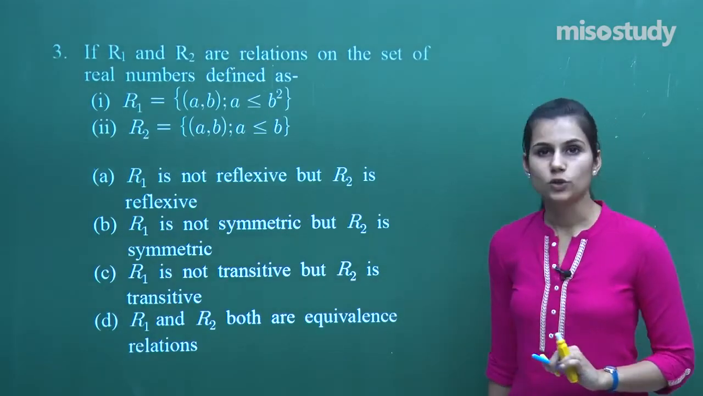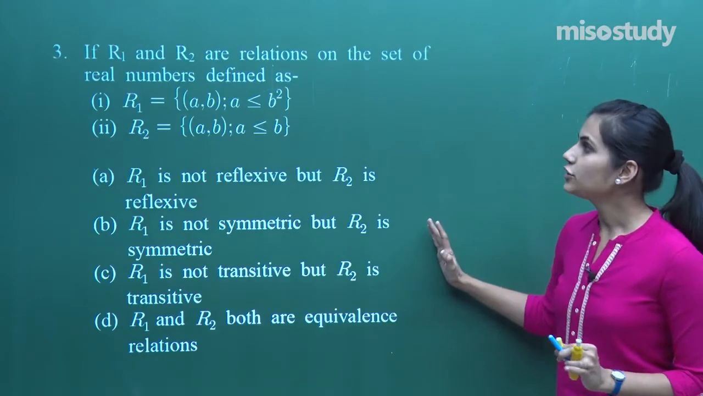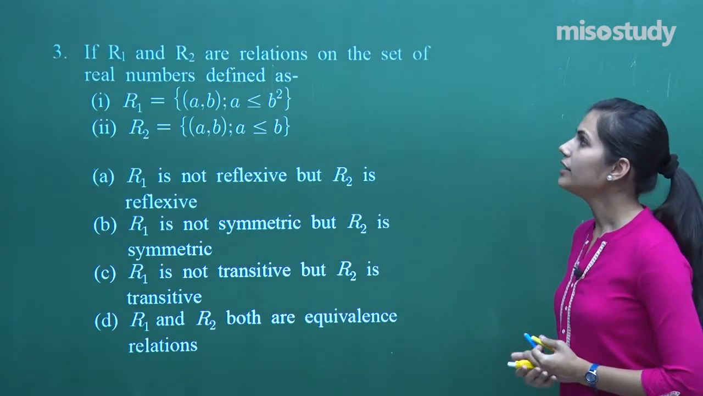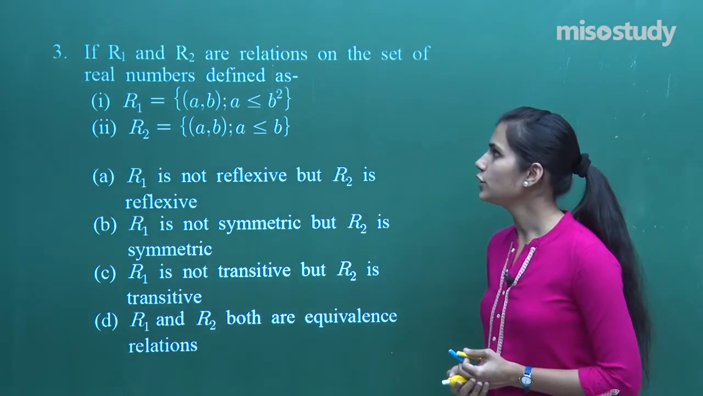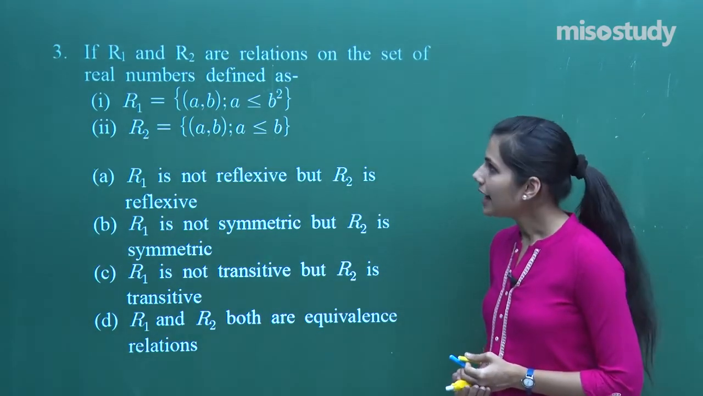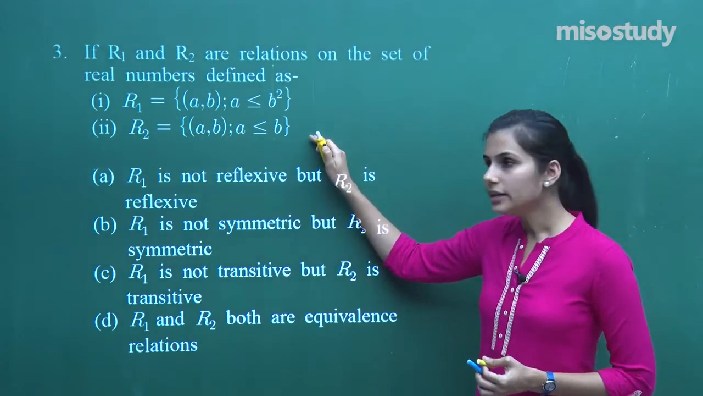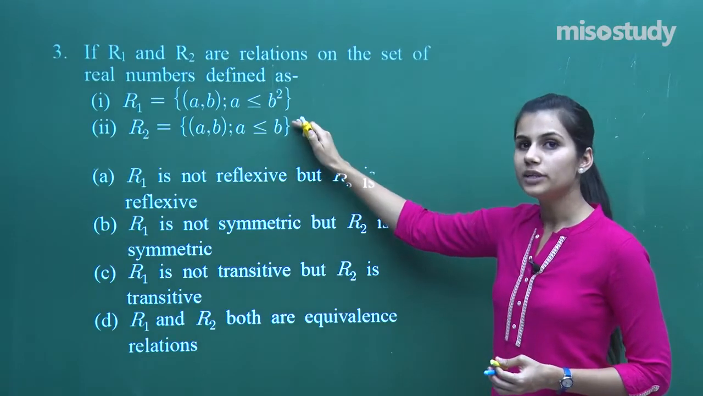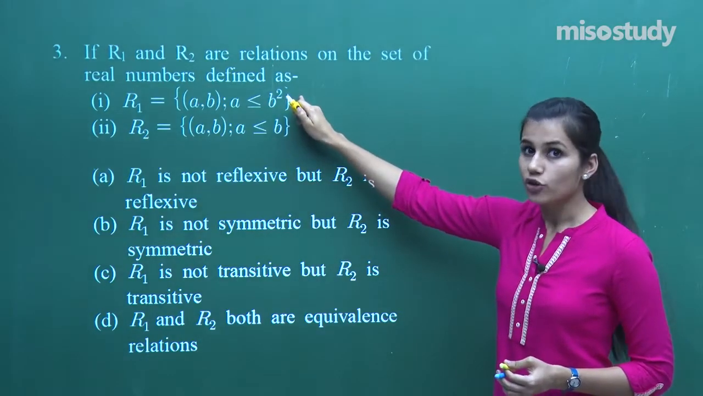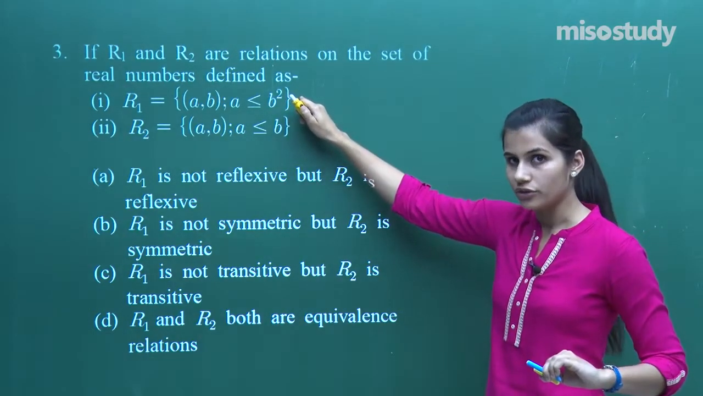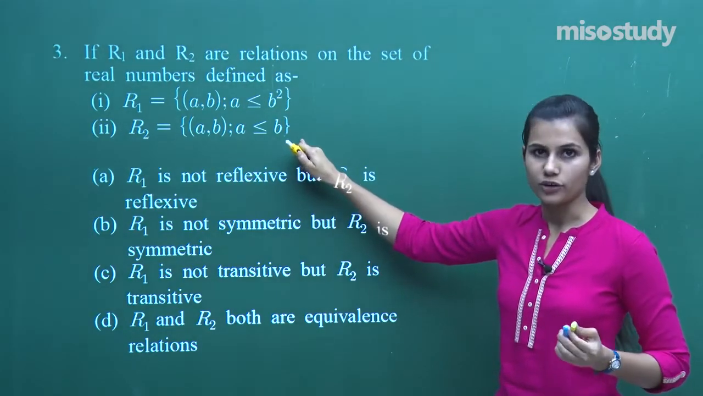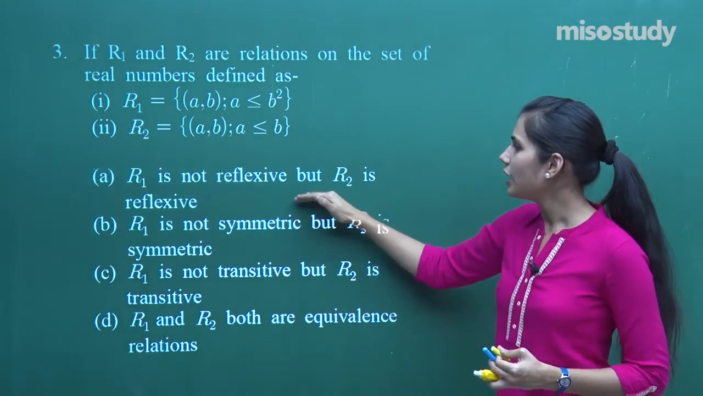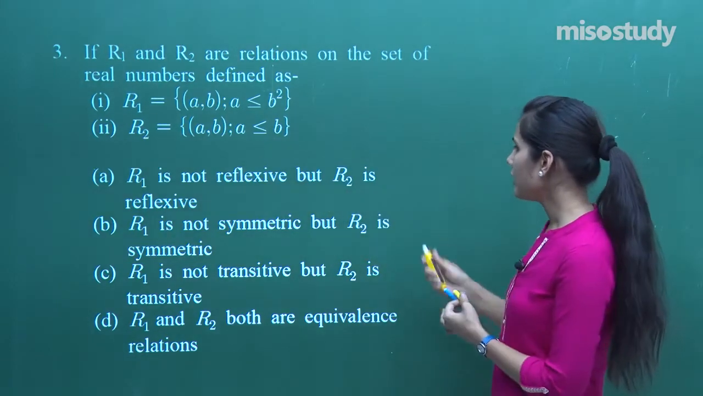Let's move to the third question. This is related to relations, and so let's try to combat this problem. It is saying if R1 and R2 are relations on the set of real numbers defined as this. So, you are given a relation R1, a relation R2 on the set of real numbers, means R1 is a subset of R cross R, where R I am saying is the collection of all reals. Similarly, R2 is the subset of R cross R. So, it is saying is R1 reflexive but R2 is not reflexive? I think not is missing.